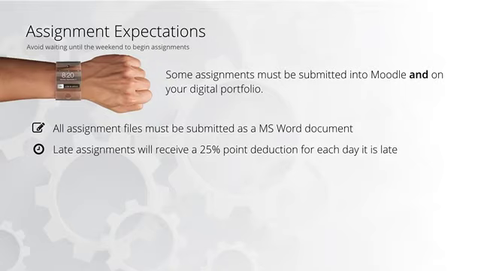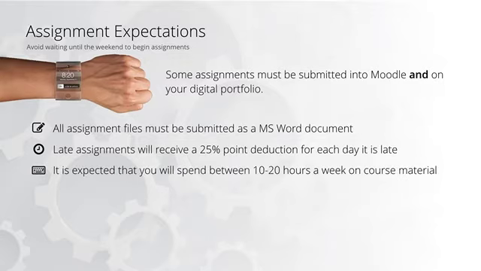I mentioned the 25% point deduction. This is applied to any late assignments regardless of the reason. The penalty is applied each day, so after a period of 4 days, the assignment will not be accepted. So be sure that you don't let this hurt your overall grade in the class. It is expected that you will spend 10 to 20 hours a week working on course material. And as I mentioned before, this includes the reading, the writing, researching, editing, online discussions, all of those things designed for course content.